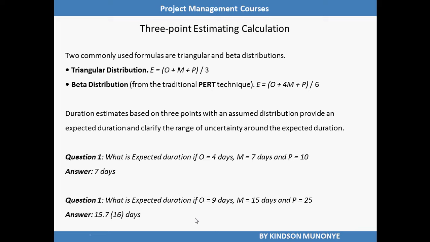Now let's take the next one. What is the expected duration if O is equal to 9 days, M is 15 days, and P is equal to 25 days? Again, you use the formula and then you do the calculation. I think this answer has been gotten using the triangular distribution. So in your exams, you might expect to see a calculation like this. Remember, there are two formulas: the triangular distribution formula and the beta distribution formula, also called PERT.